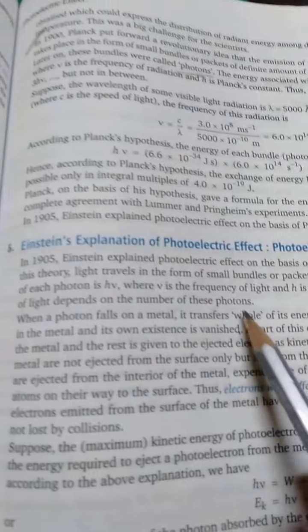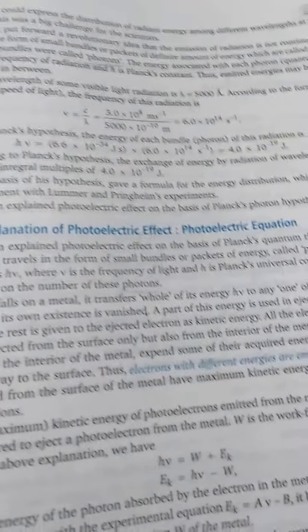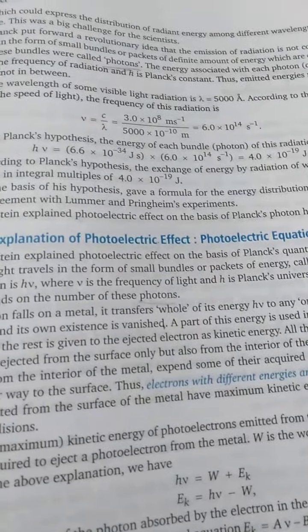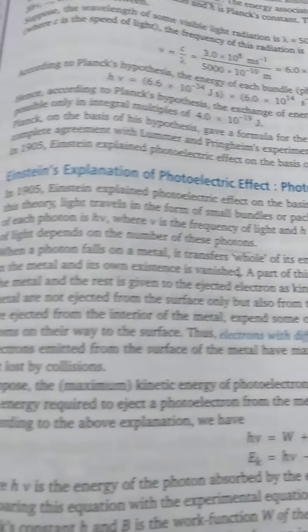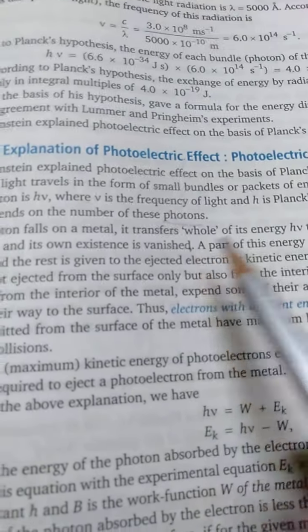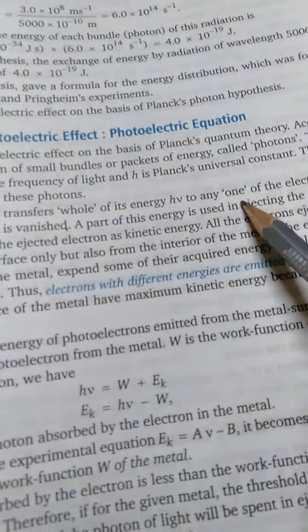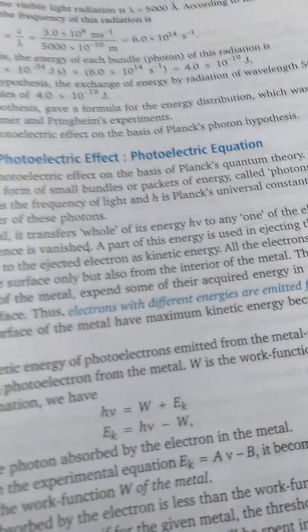Now the intensity of light depends on the number of photons. If there are more photons, then it means the intensity of light is more. Now when a photon falls on a metal surface, it transfers its whole energy in the form of h nu to any one of the electrons.